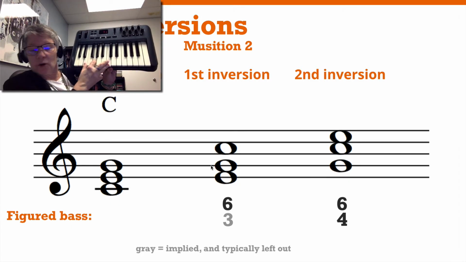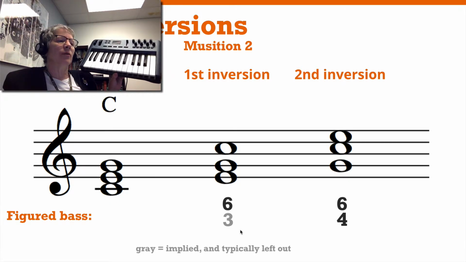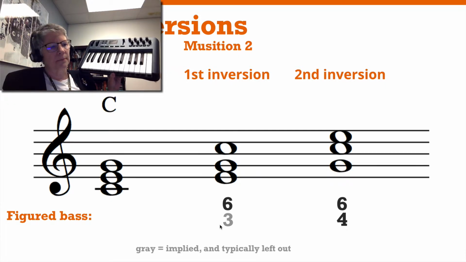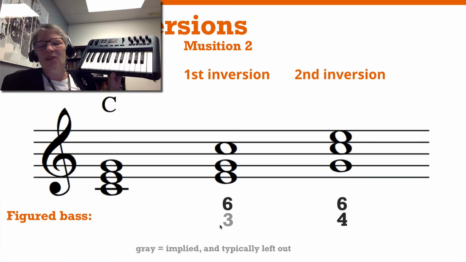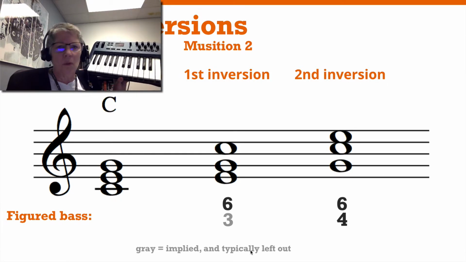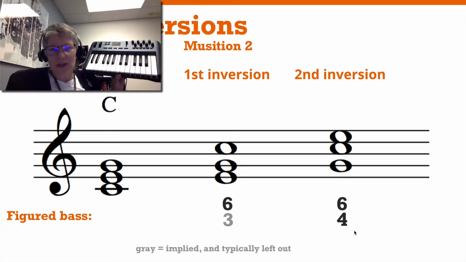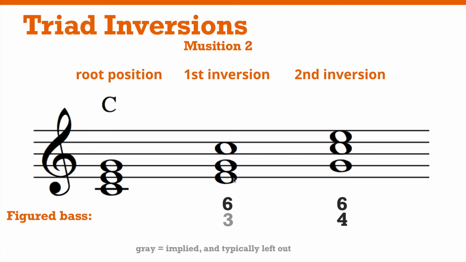That is first inversion. That's why it's also known as a 6-3, and a lot of times the 3 is left out. It's not really necessary. The only other option you can get is a 6-4. So if you just say 6, they know you mean 6-3. So the 3 is frequently left out. So we have an interval of a third and a sixth. That's why it's called a 6-3 chord, and it is also known as first inversion.